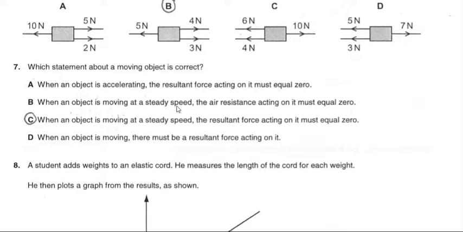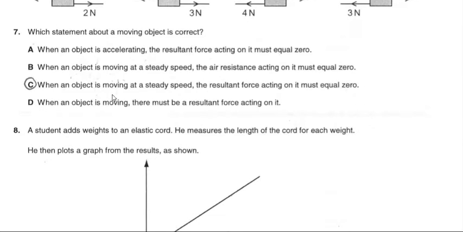B, when an object is moving at a steady speed, the air resistance acting on it must equal 0. Not necessary. When an object is moving, there must be a resultant force acting on it. Not necessary either. Something could be moving at a constant speed and having no net resultant force.